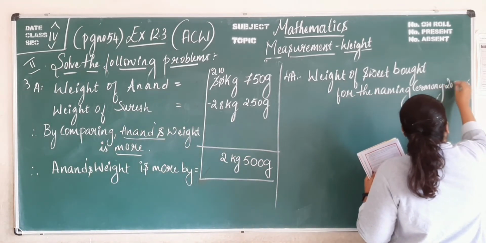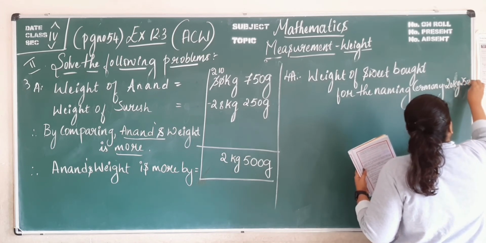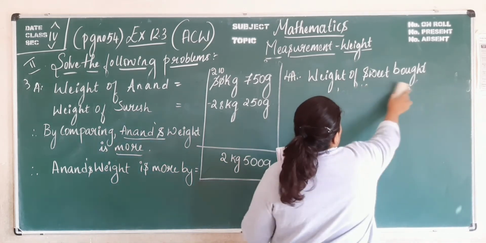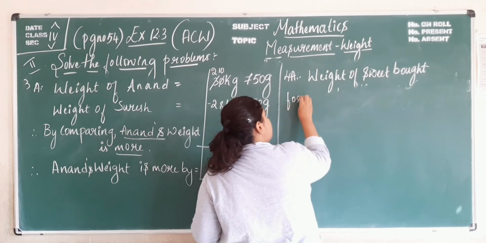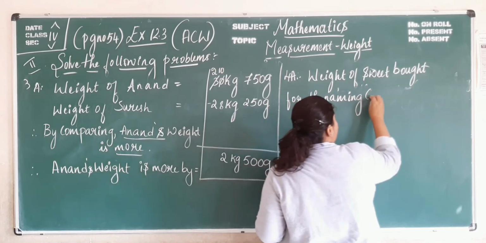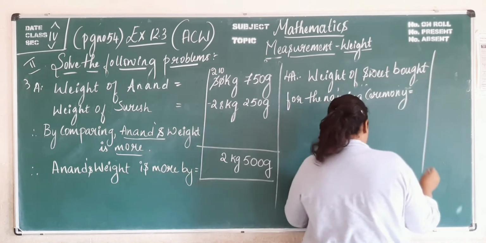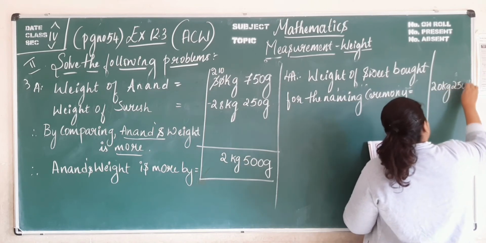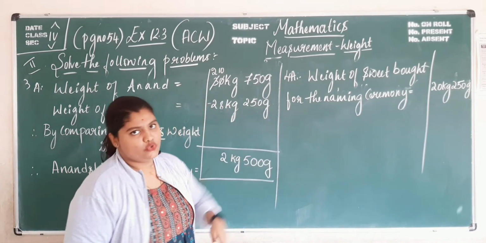I'll better write the statement once again, I would have space here. For the naming ceremony is equal to 20 kg 250 grams. So the sweet which was purchased for the naming ceremony is 20 kg 250 grams.